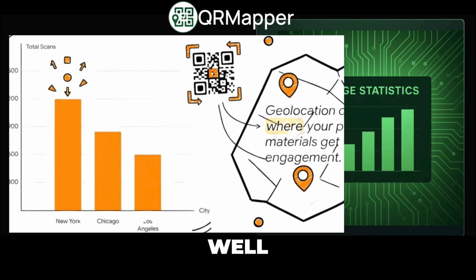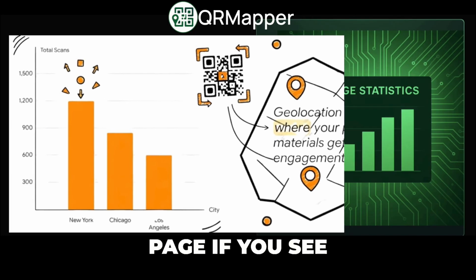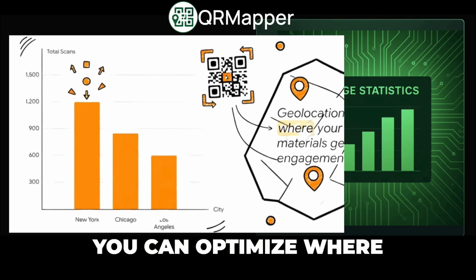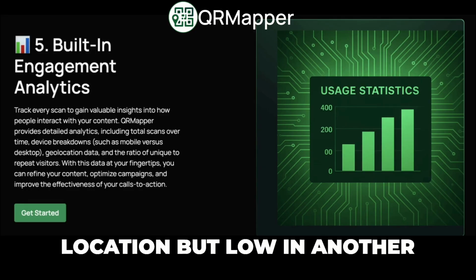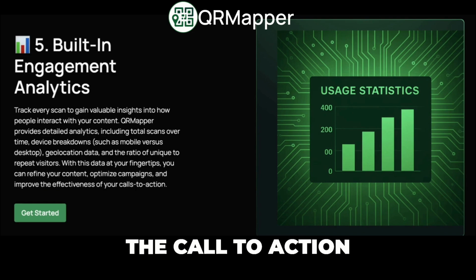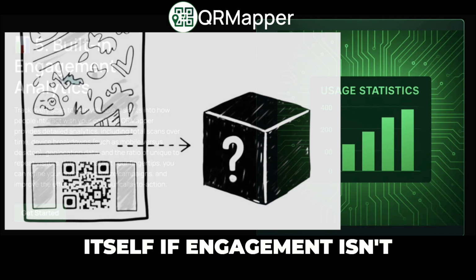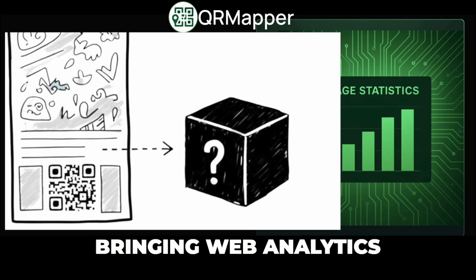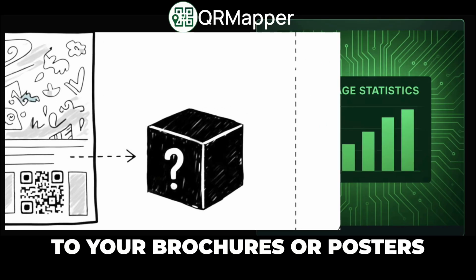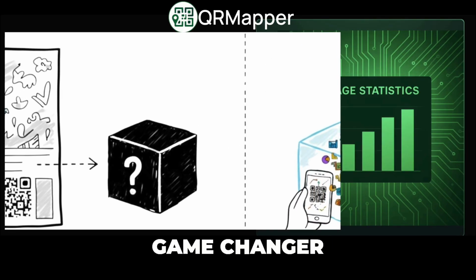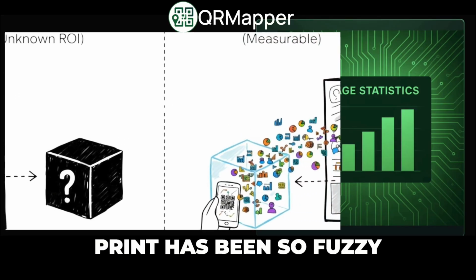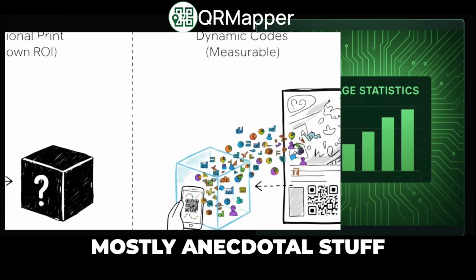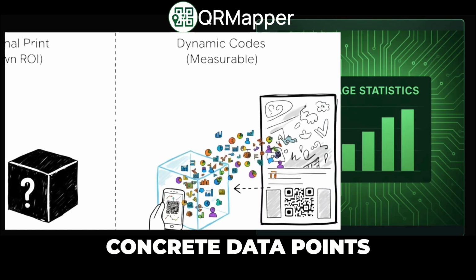This data lets you make actual decisions based on how people interact with your physical stuff. How so? Well, you might refine the content on the landing page if you see people aren't sticking around. You can optimize where you place your materials if you see scans are high in one location but low in another. You could even tweak the call to action on the print piece itself if engagement isn't what you hoped. It's like bringing web analytics thinking to your brochures or posters. That really is a game changer. Yeah. For years, measuring the ROI on print has been so fuzzy, mostly anecdotal stuff. This seems to offer concrete data points.